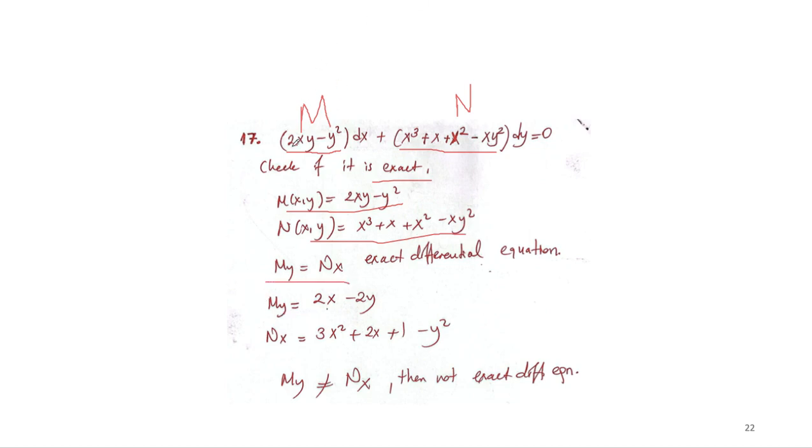So the exact differential equation should satisfy this property here. The y derivative of this function m, 2x minus 2 times y, is given here. And then on the other side, we have the n. Here we should take the derivative with respect to x. So we get 3x squared plus 2x plus 1 minus y squared. So we can notice that these two expressions are not equal to each other, and therefore this differential equation is not exact. Okay, so it is just asking us to check whether this differential equation is exact or not.